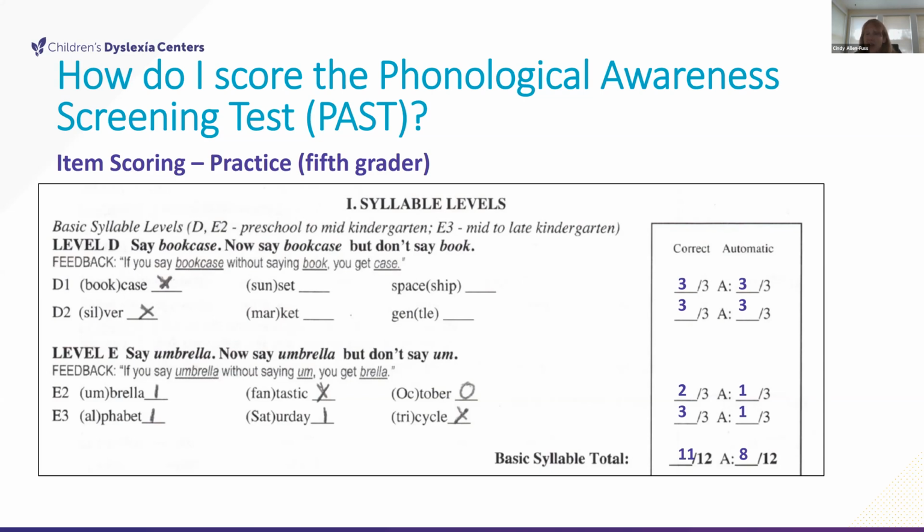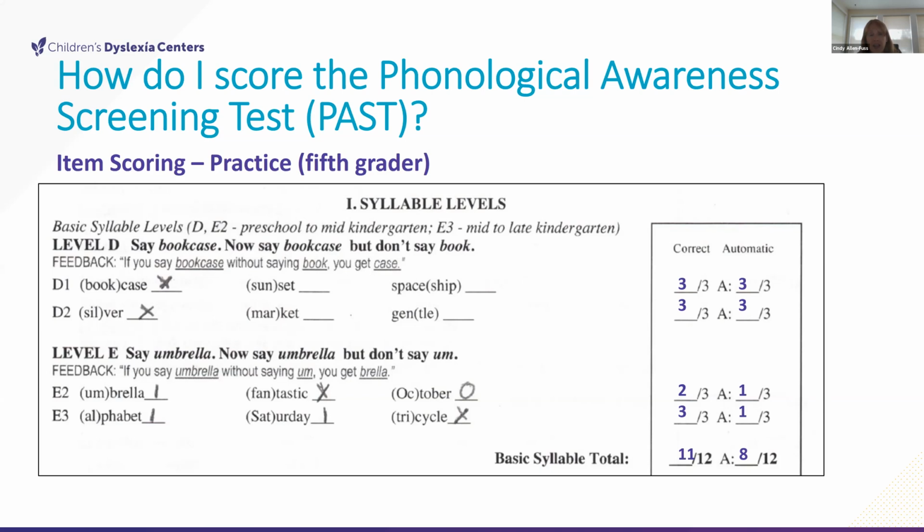So now looking at how to score it, D1, use the routing procedure, so the child got 3 correct and 3 automatic. Even though you didn't give Sunset and Spaceship, you're going to count them as being automatic. Same thing with D2. You only gave Silver, but you're going to count Market and Gentle as correct and automatic. For E2, correct, you're counting the 1s and the X's, that's 2 points. For automatic, you're counting the X's, that's 1.